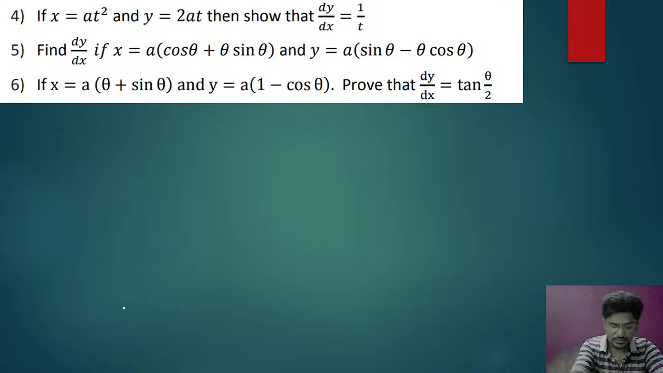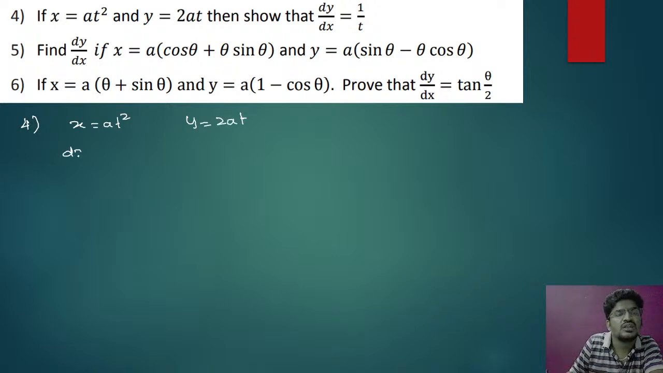Okay, so here the fourth problem is, you can just see it, x equal to at square, y equal to 2at. So now dx by dt will be equal to, differentiation of t square is 2t, so that I will write it as 2at. dy by dt is 2a because differentiation of t is 1.